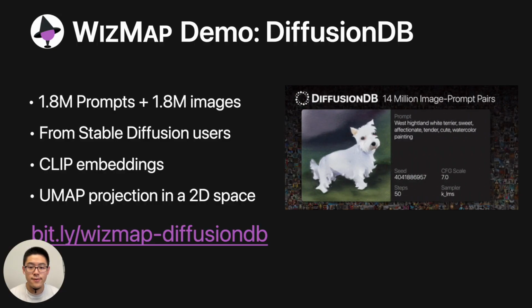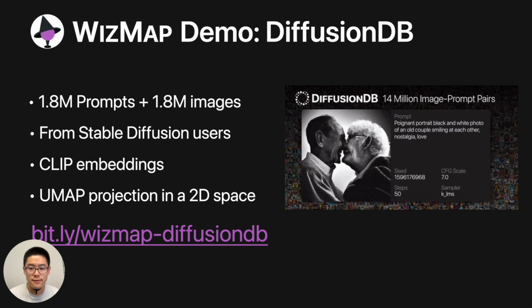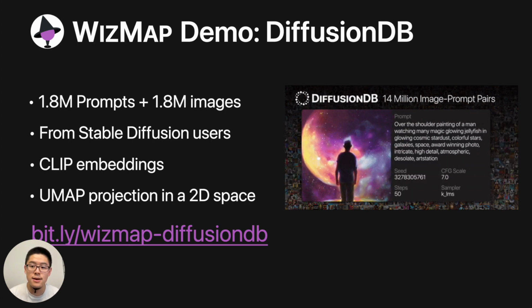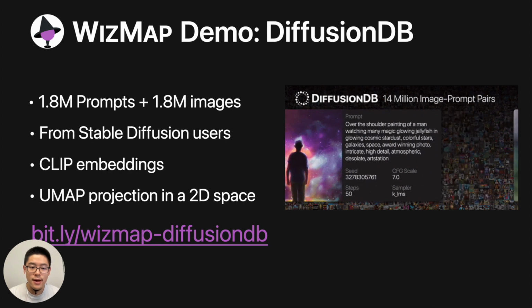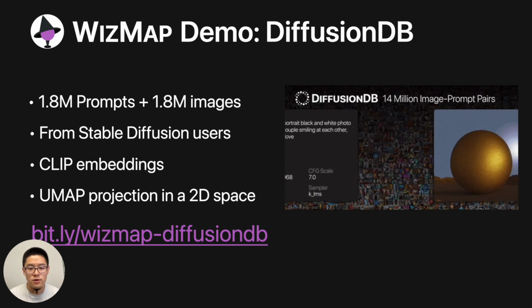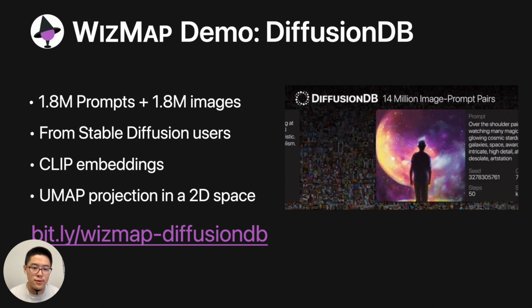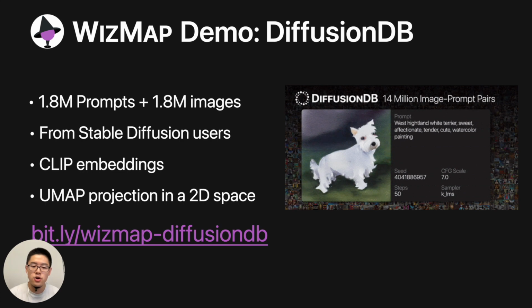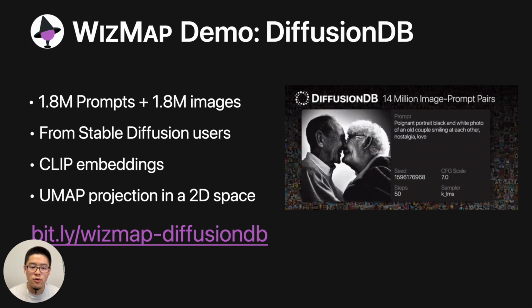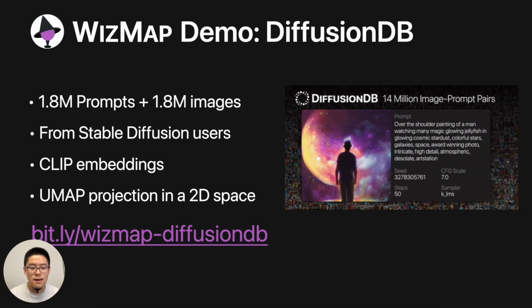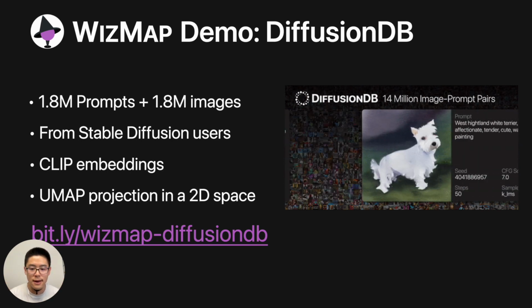WizMap is very scalable and can scale to millions of data points. To showcase this scalability, we use WizMap on DiffusionDB, a large dataset of 14 million image-prompt pairs. Those prompts are sentences that Stable Diffusion users write to describe the images, then they use Stable Diffusion to generate the images. In this case, we sample 1.8 million unique prompts, and we also have the 1.8 million images corresponding to each prompt. We use CLIP embeddings to generate embeddings for both prompts and images in the same embedding space. Then we use UMAP to project them into the same 2D space.